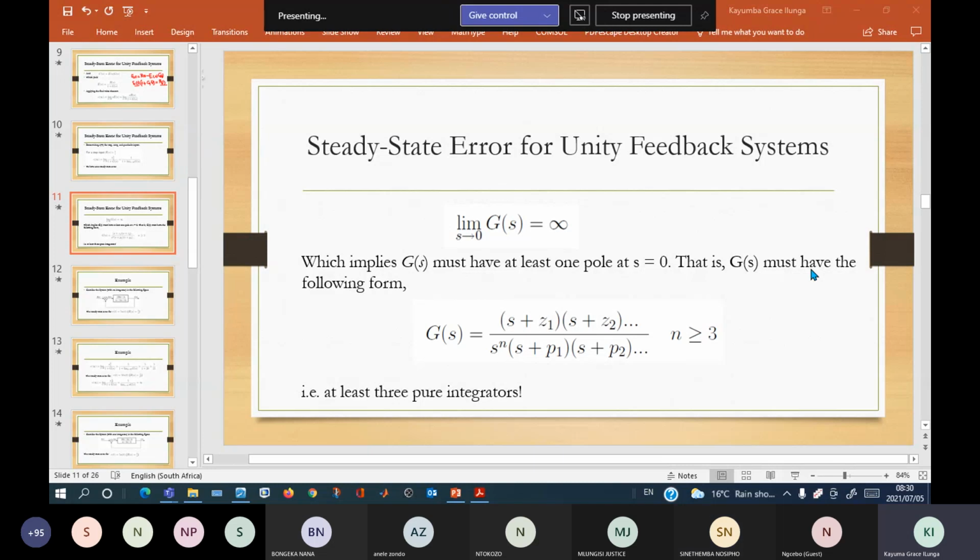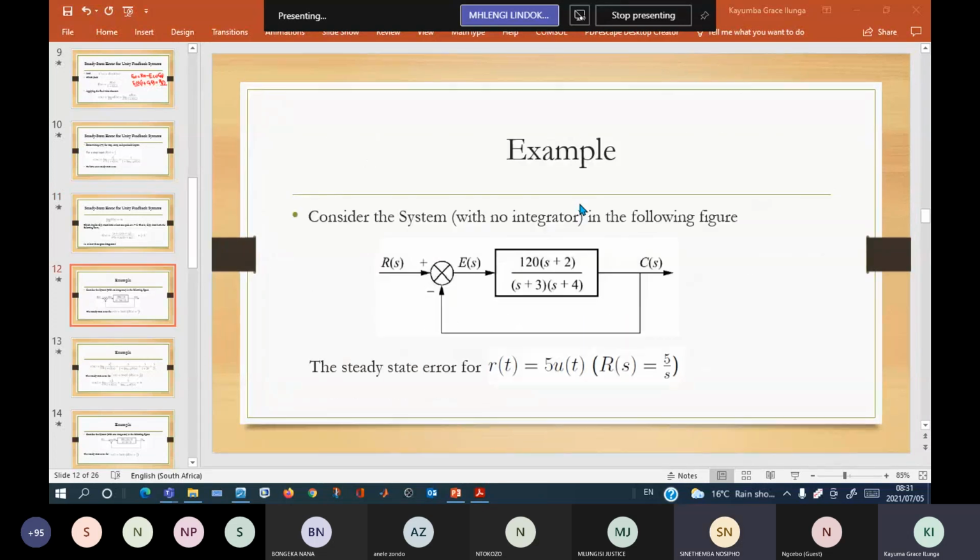But remember that there can be different cases where a pole can be equal to 0. That's why we want to analyze different cases. We say n is bigger or equal to 3. So we are going to see different cases with different values of n. That's going to help us to understand.